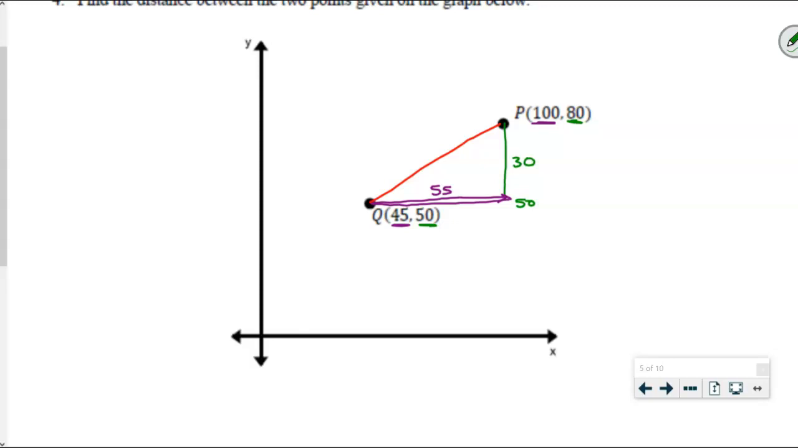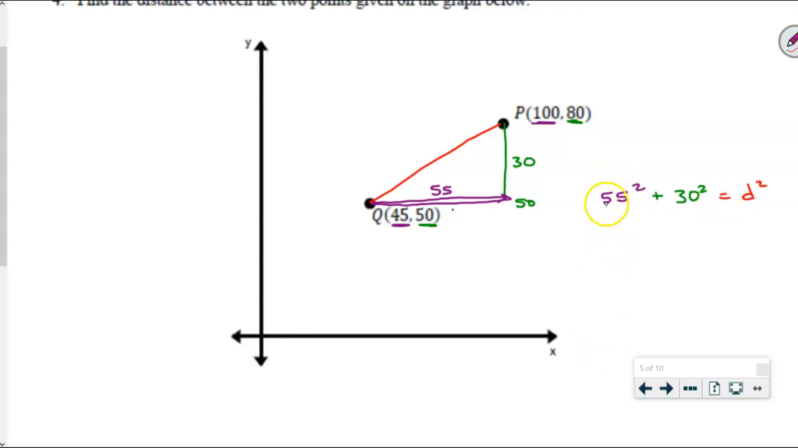So can you still find it even when you don't have a grid to count? Yeah, you just got to pay attention to your x coordinates and your y coordinates. These x coordinates tell us how long this leg is, and the y coordinates tell us how long that leg is. Let's complete that problem then. 55 squared is one leg. 30 squared for our other leg, and that is equal to the distance squared.